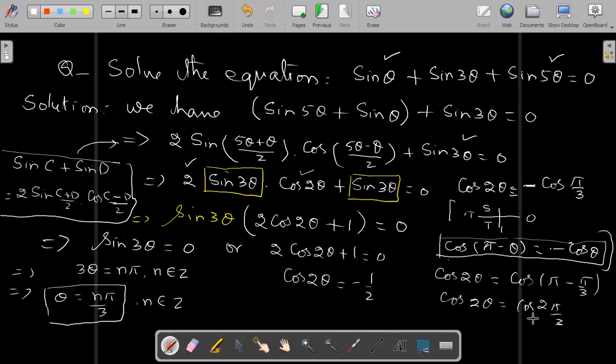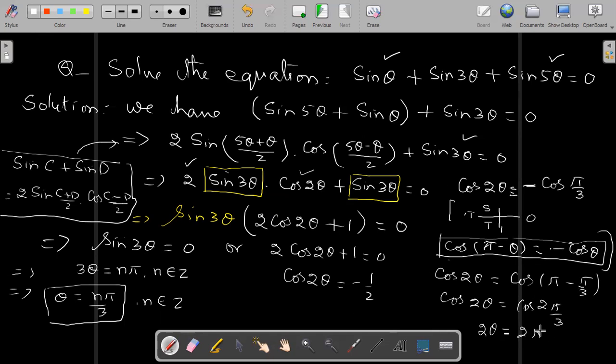2 pi by 3 means 120 degrees. If you remember 120 degrees directly, you can write 2 pi by 3 directly also. Some students do not remember the formulas after 90 degrees, so for them it is easy to convert. Otherwise, if you know the value of cos 2 pi by 3 directly, you can do it directly also.